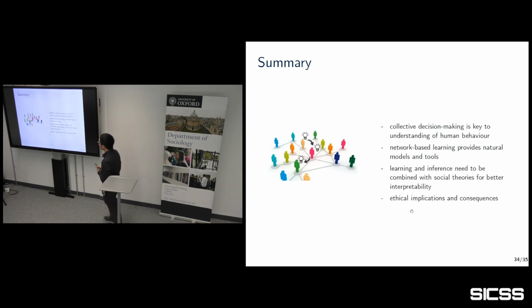The caveat here is that the learning and inference need to be done in combination with social theories for better interpretability. Otherwise, they just become a computer science exercise without implications in policy making. More importantly, you need to think about the ethical implications and consequences when you build models to understand human behavior. It might lead to marginalization of some disadvantaged groups in some situations. So you need to be extra careful when you make these modeling assumptions. But that needs help from social scientists to work in a more collaborative setting.